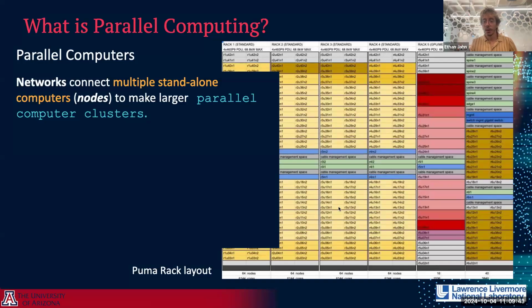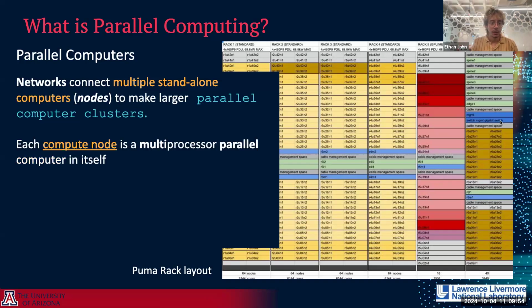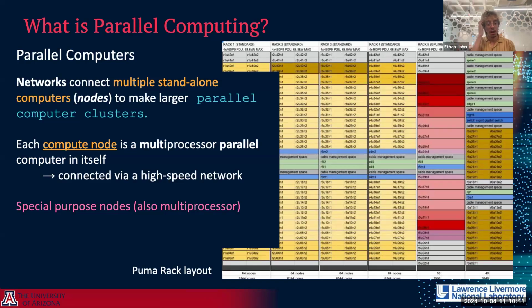So parallel computers here on the right, you see the Puma rack layout. Sorry, it's blocked a little bit, but this is just a list of nodes and things that are in the Puma supercomputer here at U of A. So networks connect multiple standalone computers, also called nodes, to make larger parallel computer clusters. So that's what a supercomputer is. Each compute node is a multiprocessor parallel computer in and of itself, and those compute nodes are connected via a high-speed network. There are also some special purpose nodes, which are also multiprocessor in nature. So there's GPU nodes as well as high memory nodes. Each of these provides an additional resource that is not available on the standard nodes.